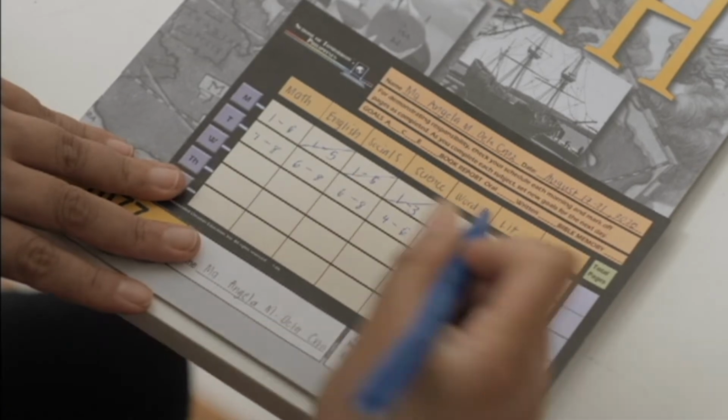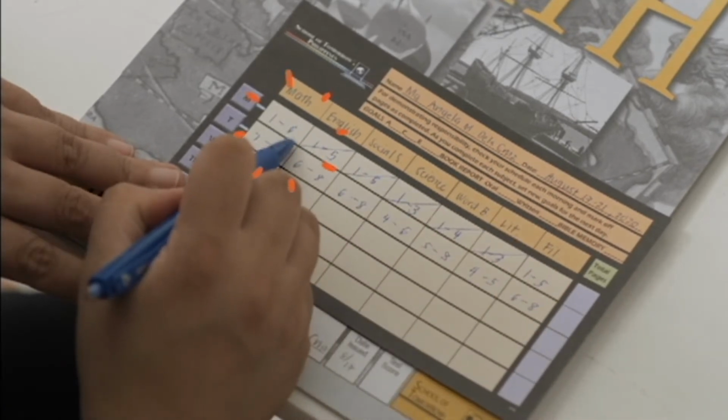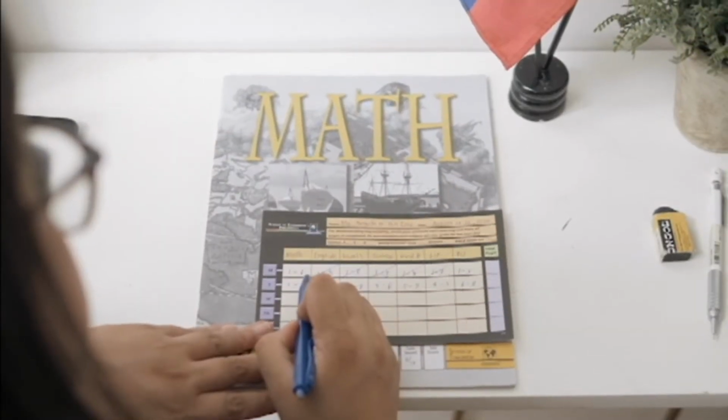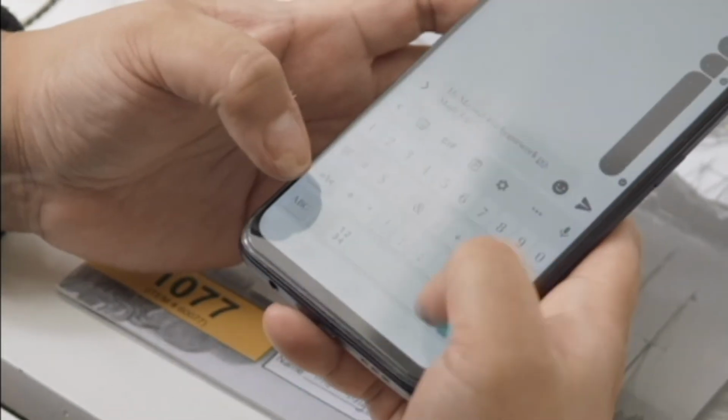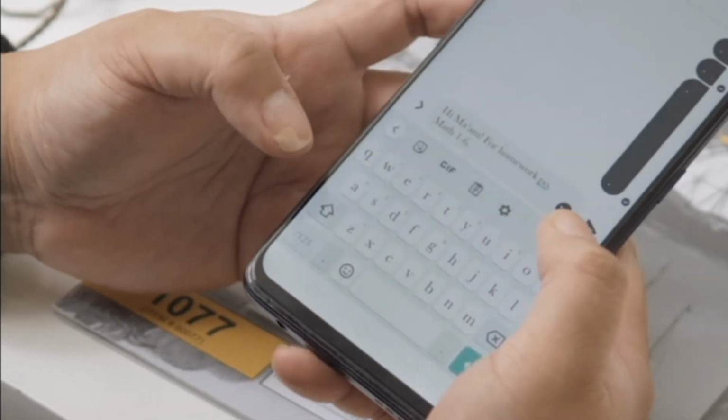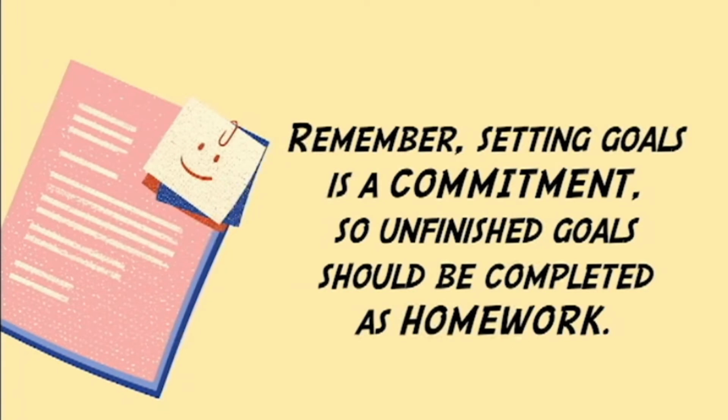However, incomplete goals must not be crossed out. Instead, these must be requested as homework. Remember, setting goals is a commitment, so unfinished goals should be completed as homework.